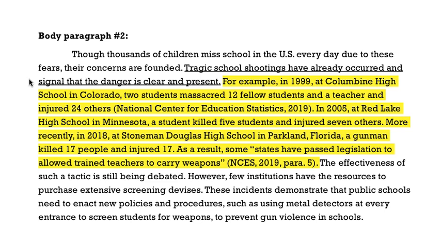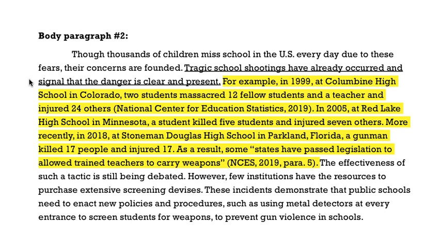For example, in 1999, at Columbine High School in Colorado, 2 students massacred 12 fellow students and a teacher and injured 24 others. In 2005, at Red Lake High School in Minnesota, a student killed 5 students and injured 7 others. More recently, in 2018, so again, starting way back in the past, Columbine was really the first to get this kind of air on the news. So that's the one people talk about the most. But we have a more recent one from 2005, and then one just happened a few years ago in 2018.